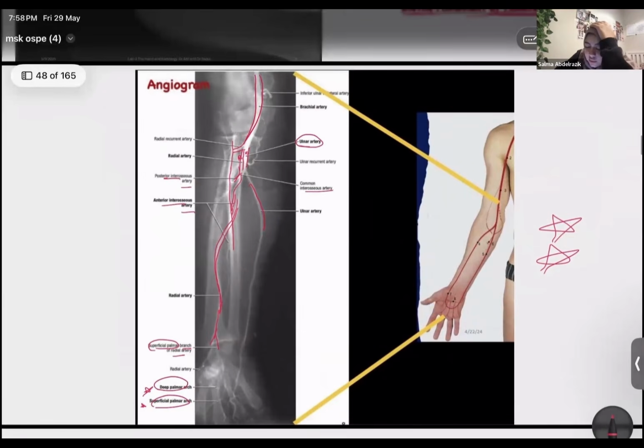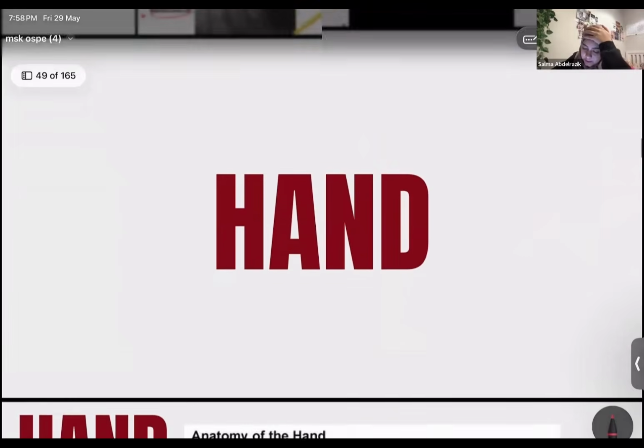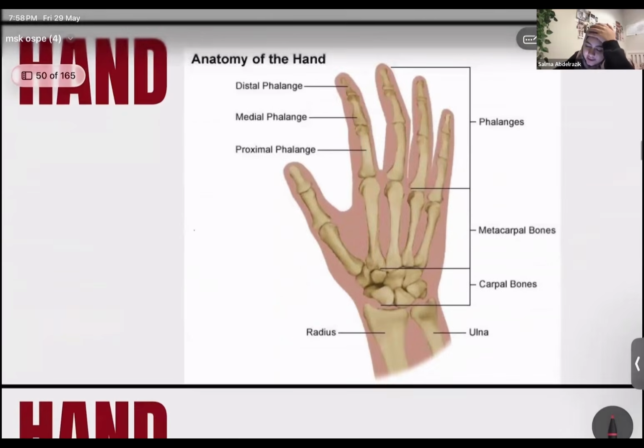So if he gives you this picture, where he points out the brachial artery, ulnar artery, and radial artery, he's probably going to ask about the ones that are bolded. So the anterior interosseous and radial arteries, containing the deep palmar, superficial, and so on. The hand. Let's talk hand.